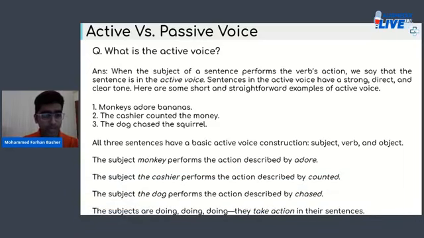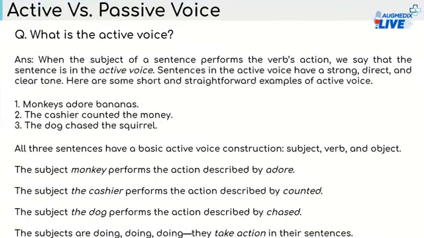Okay. So what is the active voice? Let me enlarge the screen for all of you so you can see it better. What is the active voice? When the subject of a sentence performs the verb's action, we say that the sentence is in the active voice. Sentences in the active voice have a strong, direct, and clear tone. Here are some short and straightforward examples of active voice.